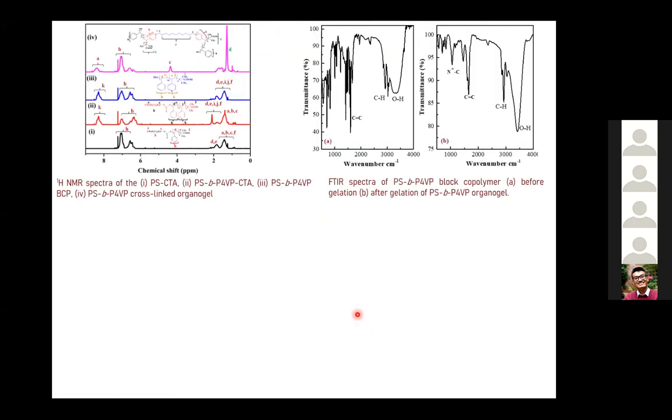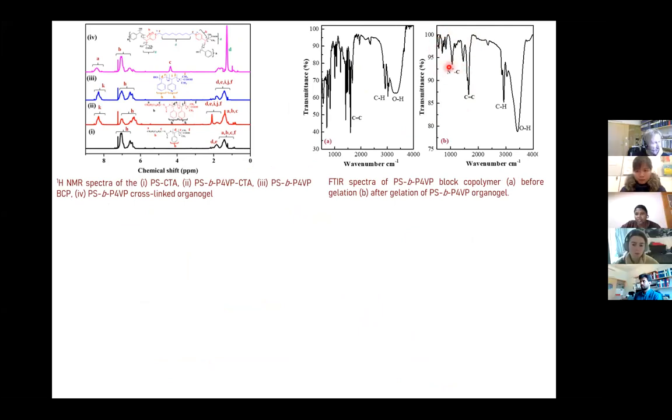After having synthesized the organogel, we used first-hand spectroscopic tools like NMR and FTIR to find whether an organogel has really been formed. And here you can see the N-C bond of pyridinium ions in the polymer.